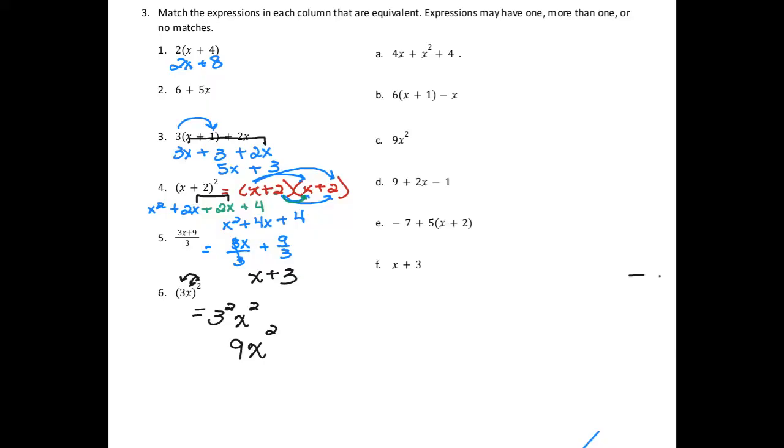And on the other side, we still have some simplifying to do. 6 gets distributed only with what is inside the parentheses, right? So that's going to be 6 times x plus 6 times 1 is 6 minus x. Here's your two like terms. 6x minus 1x is going to be 5x plus 6. Here we can even simplify. You've got 9 minus 1, so that's going to be 2x plus 8.